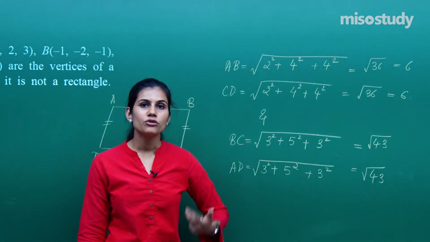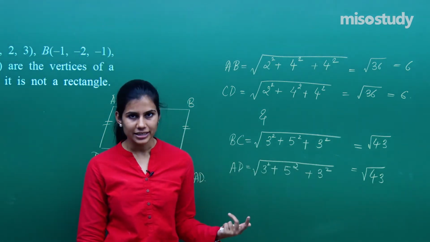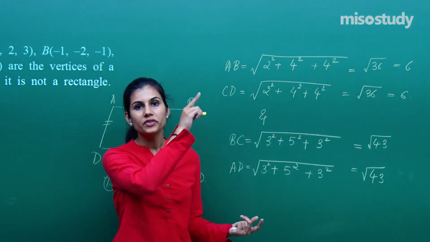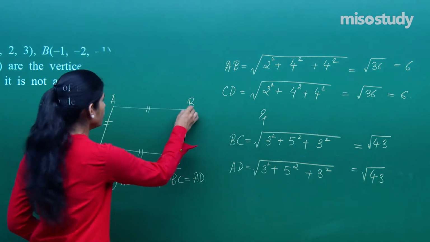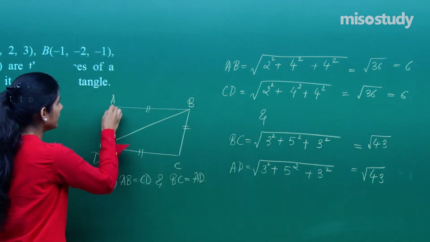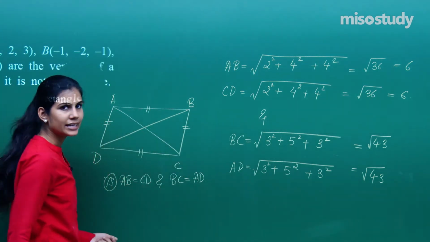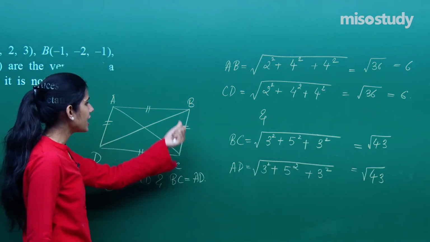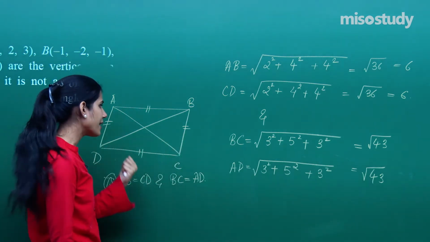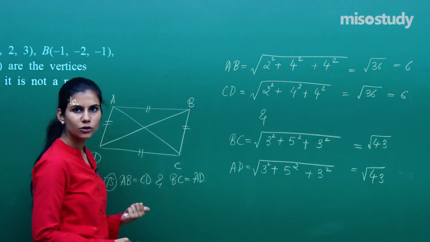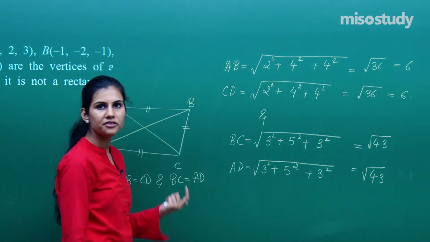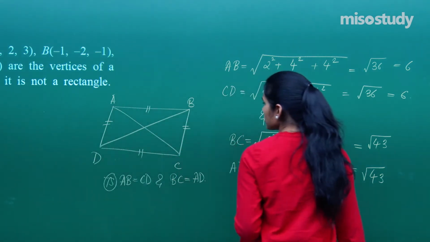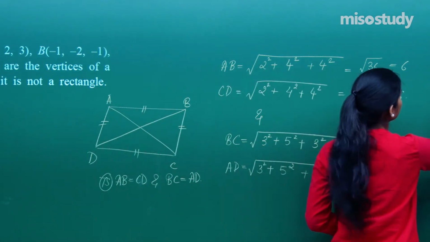What makes a parallelogram different from a rectangle is that in a rectangle, the lengths of the diagonals are also the same, but in a parallelogram, they are not the same. You know this? In a parallelogram, the lengths of the diagonals are not the same. If the lengths of the diagonals do not come out to be the same, it's a parallelogram because already the opposite sides are equal. But if opposite sides are equal and the lengths of the diagonals are also the same, then it is a rectangle. So let's calculate the lengths of the diagonals AC and BD.